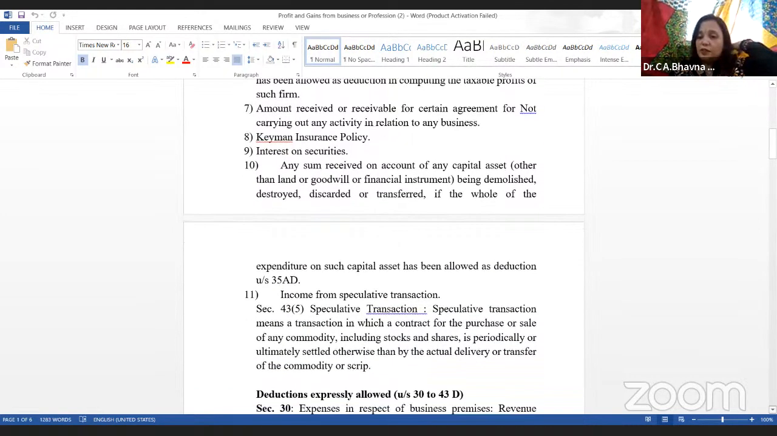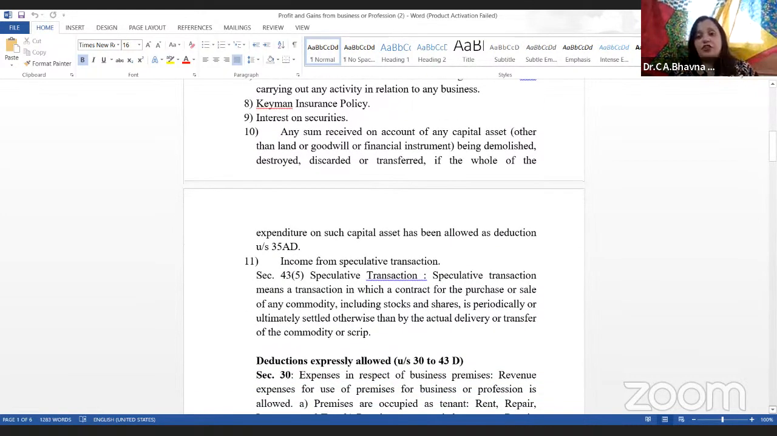Any income from the speculative business. Speculation business is also to be called as your business, but this would be shown separately. Normal business अलग दिखाया जाएगा, speculation business अलग दिखाया जाएगा. तो ये सभी आपकी है business income.